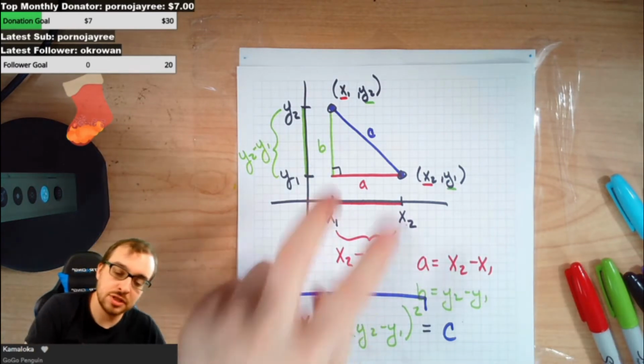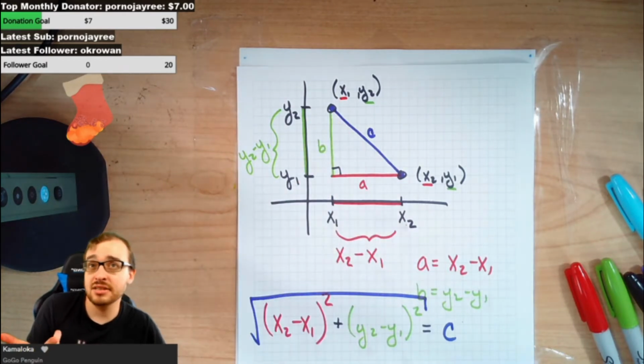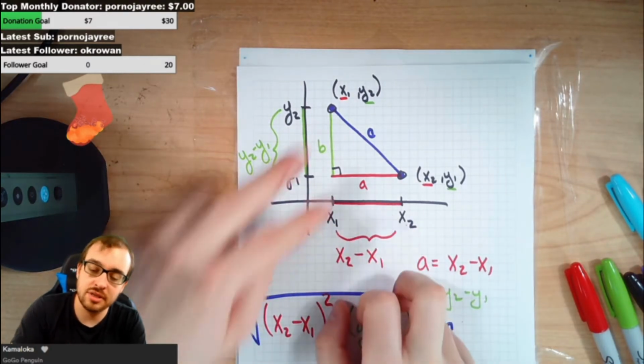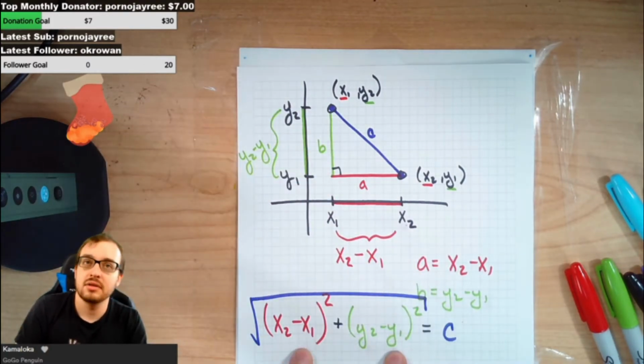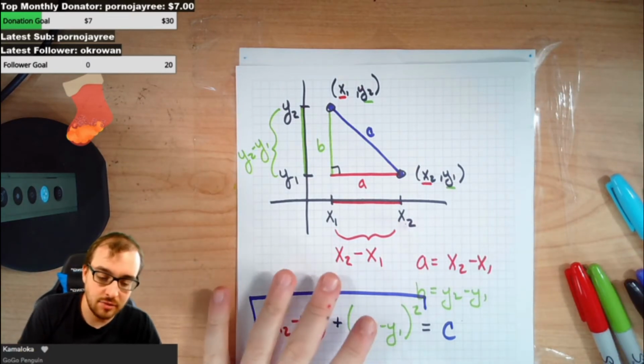So what we did is we showed that any segment can be turned into a right triangle, and that right triangle allows us to ask about the Pythagorean theorem, which is a squared plus b squared equals c squared. A is just going to be the distance between these two values, and b is just going to be the distance between these two values. And so we have a formula built off of that. Applying that formula is pretty easy.